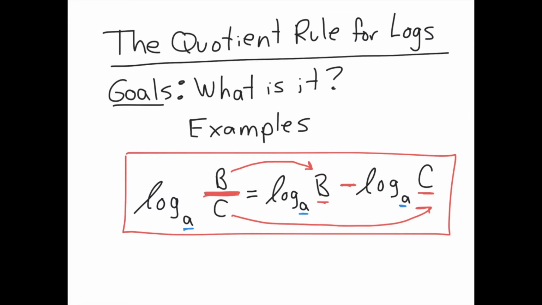And we also want to be able to go in this direction from left to right, expanding, and from right to left, when we start with the subtraction of two logs that have the same base, we should be able to simplify that into a single log with a division using this quotient rule. If you haven't seen my video on the product rule for logarithms, I would recommend that. We are going to also be using the product rule in some of our examples.